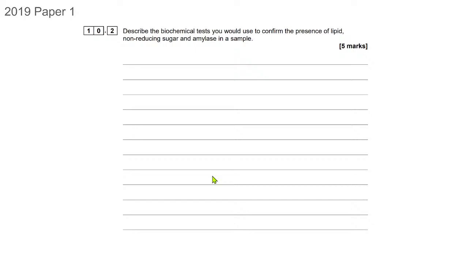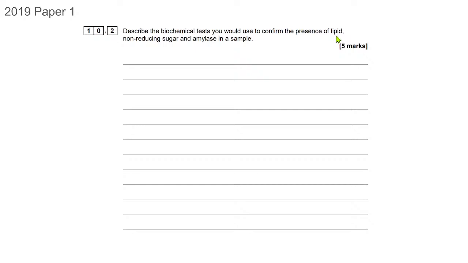So describe the biochemical tests you would use to confirm the presence of lipids, non-reducing sugars, and amylase. So start off with lipids. This is probably the easiest one. We add ethanol to our sample, then water, give it a good shake, and we should form a cloudy white emulsion if lipids are present. For non-reducing sugars, we do your reducing sugars test, like I mentioned earlier. So you'll add Benedict's, heat it, it should stay blue, so no brick red precipitate should form.